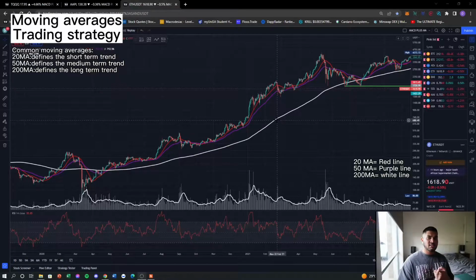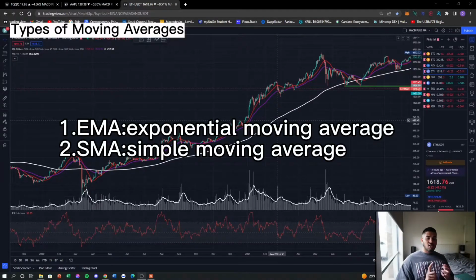If it's the last 20, that's the 20 MA. If it's the last 50, that's the 50 MA. And if it's the last 200, that's the 200 MA. There are two types of moving averages: the SMA, which is the simple moving average, and the EMA, which is the exponential moving average. There is a bit of a difference in how they are calculated, but you don't really need to find out which is better. You can just use the EMA or the SMA. It's basically the same. It's just the moving average.